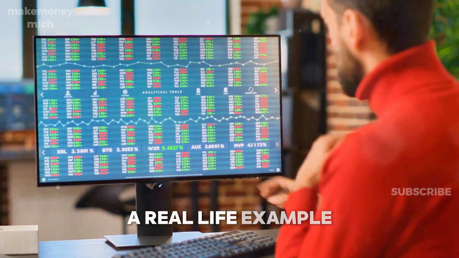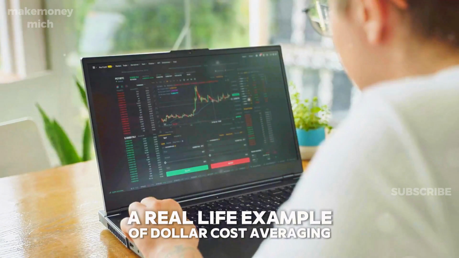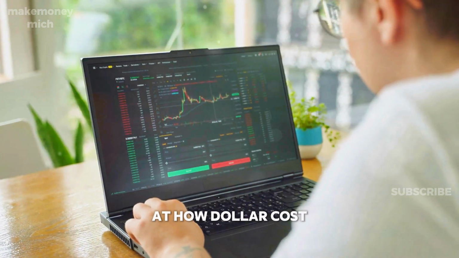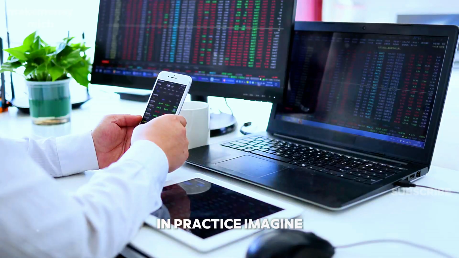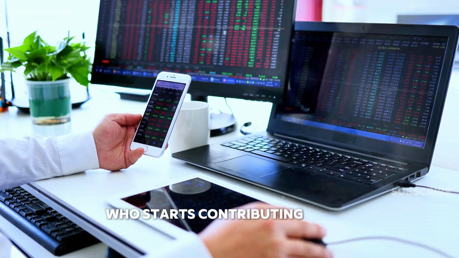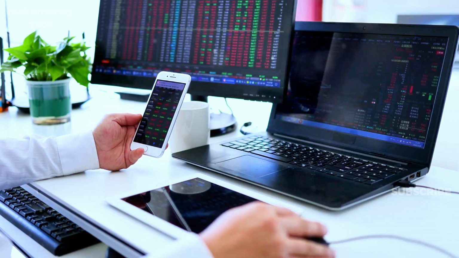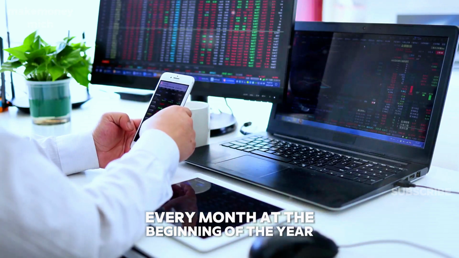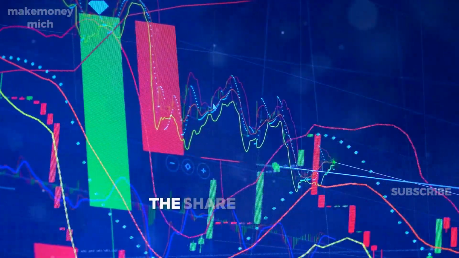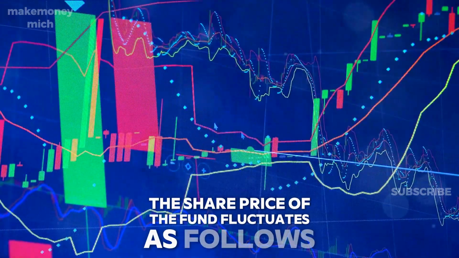A real-life example of dollar-cost averaging. Let's take a closer look at how dollar-cost averaging works in practice. Imagine an investor who starts contributing $1,000 to an index fund every month at the beginning of the year. Over the next 5 months, the share price of the fund fluctuates as follows.